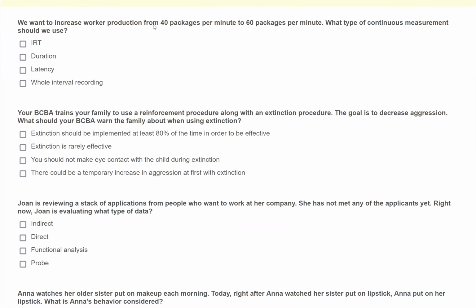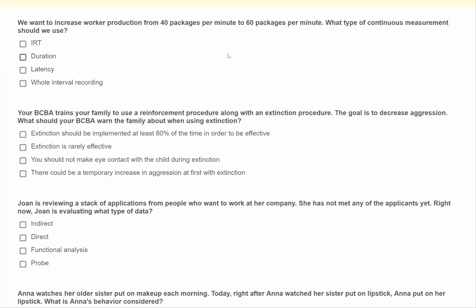If we look at our behavior we're measuring, packages per minute. So if we want to go from 40 packages per minute to 60 packages per minute, what do the workers need to do? They need to go quicker. They need to reduce time in between packages. So if we're looking at time in between responses, we're really looking at IRT, inter-response time. What is inter-response time? Time in between responses. In this case, time in between packages. If we want to increase worker production, we need to decrease inter-response time.